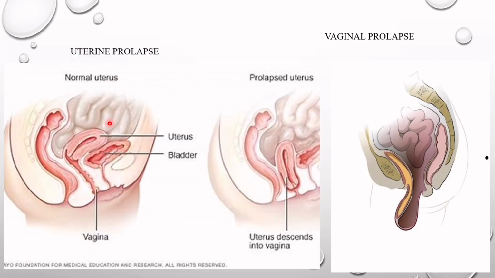So if the support which we're talking about gets ruptured during childbirth, we can have a prolapsed uterus, where the uterus descends into the vagina. Also during childbirth, if the support to the vagina, which is similar to the support to the uterus, gets damaged, we might have prolapse of the vagina, where the vagina will sink out. And we will notice that the uterus will be in normal position.